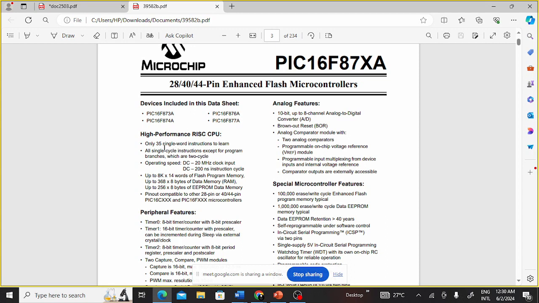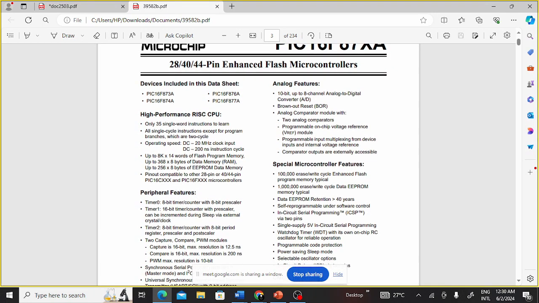So of course you see only 35 single instructions you need to learn, provided you are writing in assembly language, but you don't need to learn that if you are writing in C. All are single cycle instructions except for program branches, which are 2 cycles. These also talk about two-stage pipelining, that every instruction can be executed within one instruction cycle, except some instructions that will involve you to do 2 cycles. Like if conditional statements are going to run 2 cycles, there's no way you can avoid it.